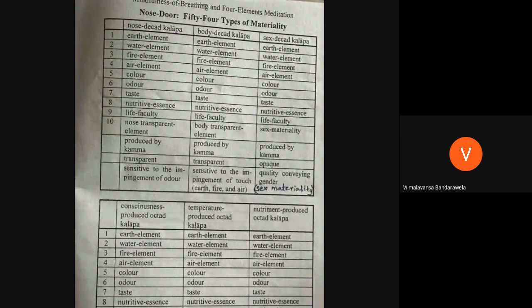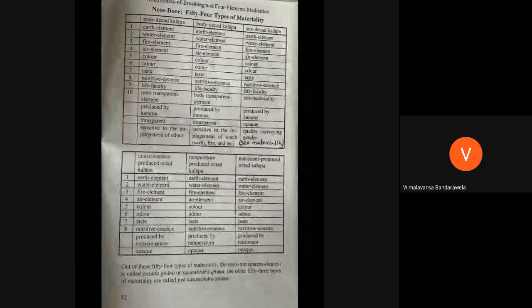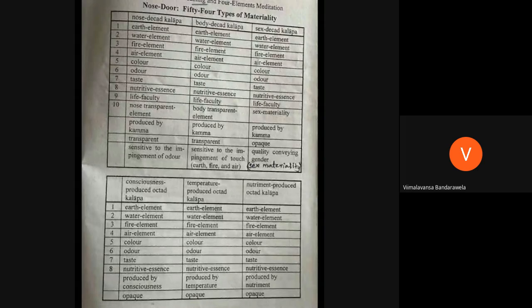And then this whole materiality, 10 types of materiality, come about. So those are unique to the nose transparent element. So we can say 10 are different and 53 are common. Yes, 10 are different and the other 53 are the same. We can say it this way. Okay, good. If you have questions, please ask, because you need to understand this very clearly before doing the vipassana.